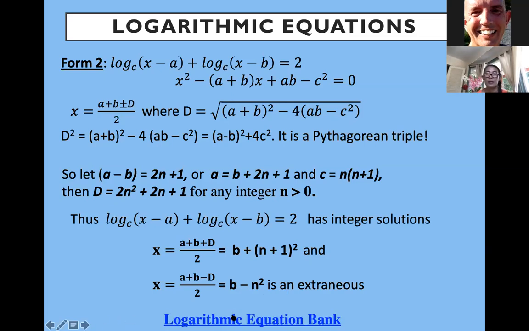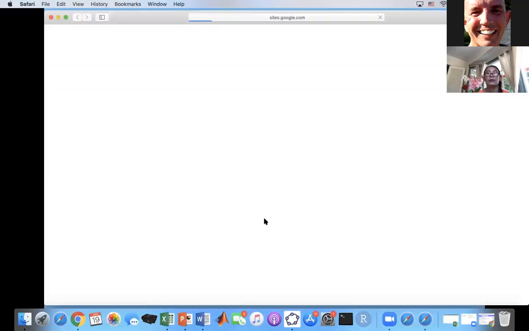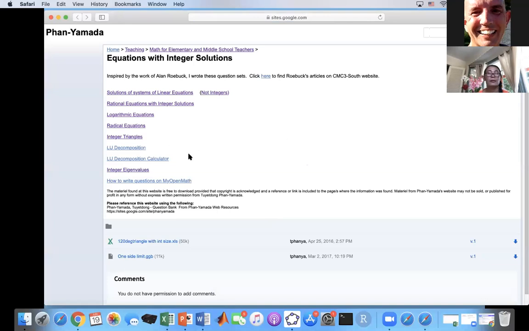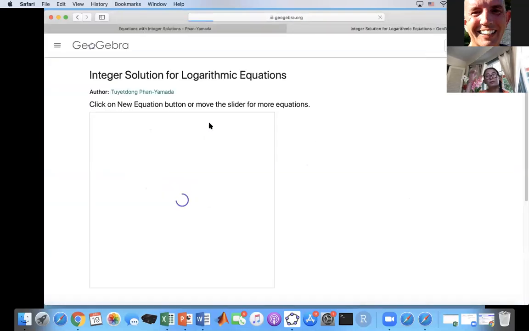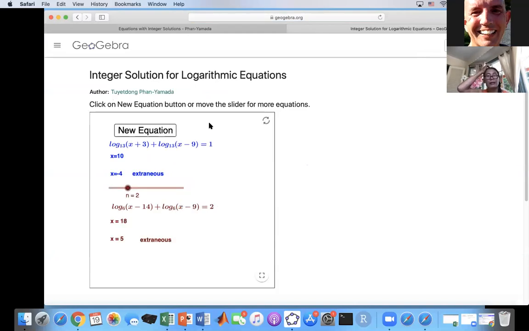So you go here in my question bank. This one, you go to logarithmic equation. You click on this. And so you have two equations right here. One of them equals 1 and the other one equals 2. So I list two answers, but one of them is an extraneous solution. So you can see that way over there.